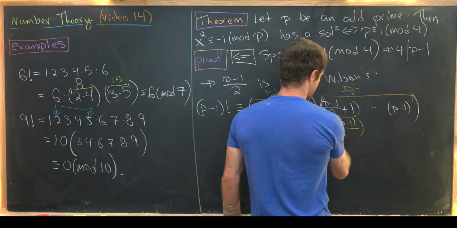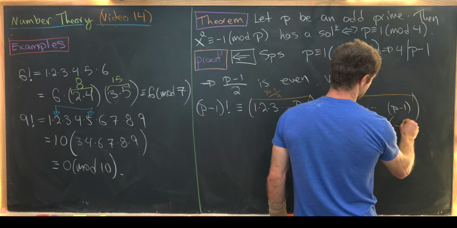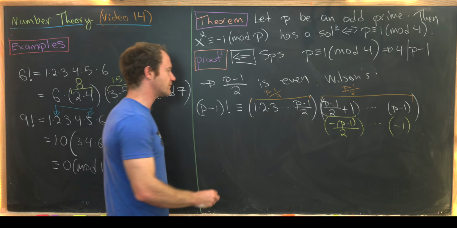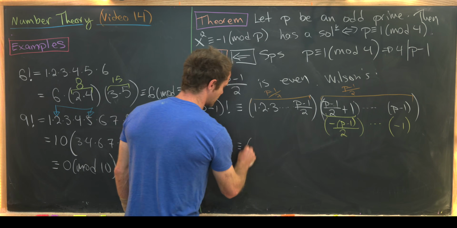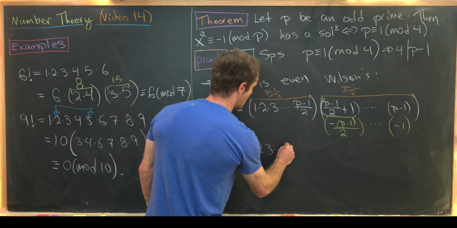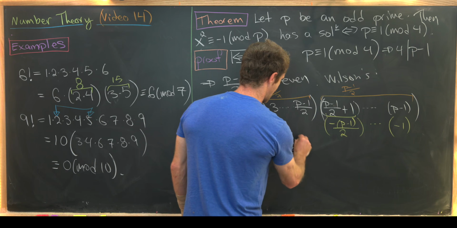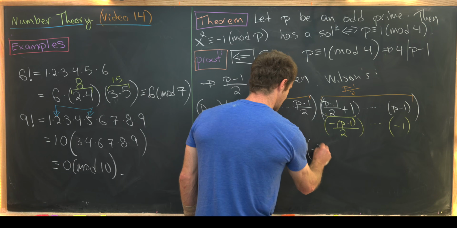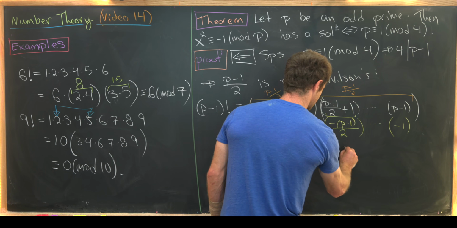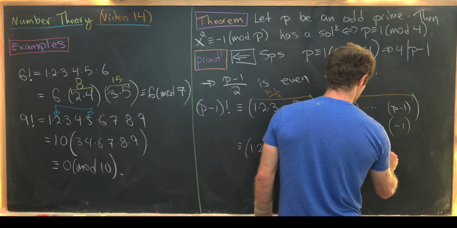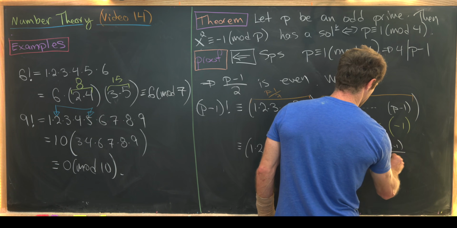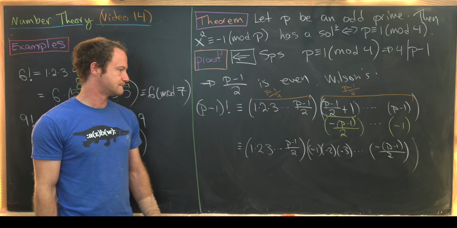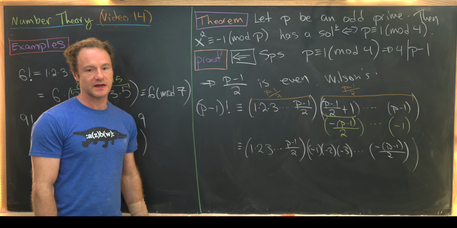And then the last one of these terms is equal to minus 1. Okay, so now let's rewrite this a little bit. That means this is equal to 1 times 2 times 3, all the way up to (p minus 1)/2. And then reordering this, we have minus 1 times minus 2 times minus 3, all the way up to minus (p minus 1)/2, like that. Okay. But what can we do from here?